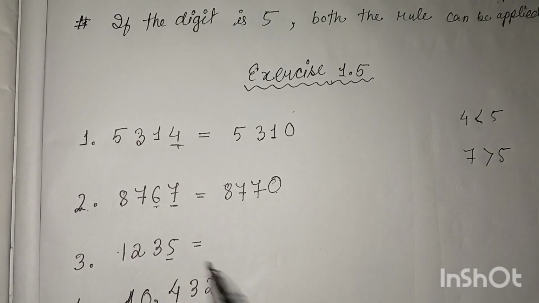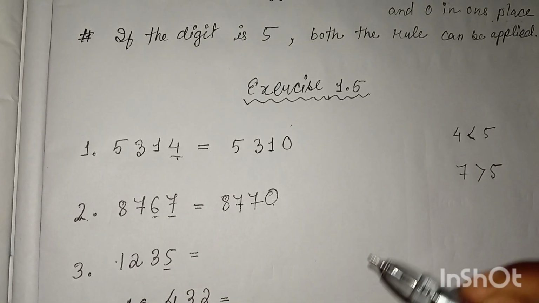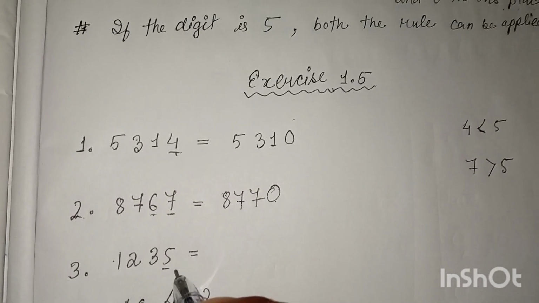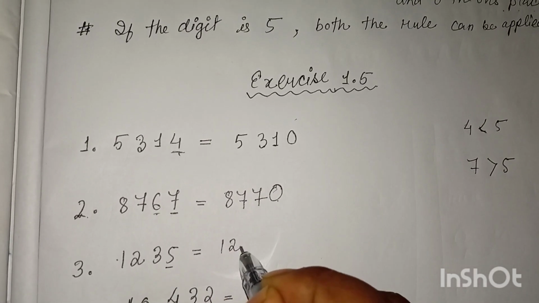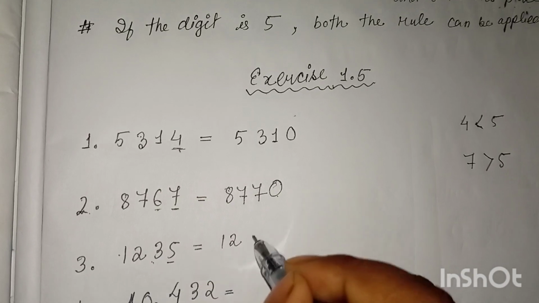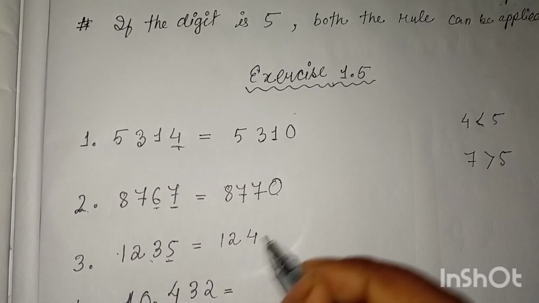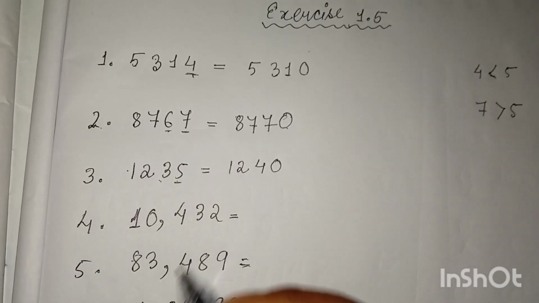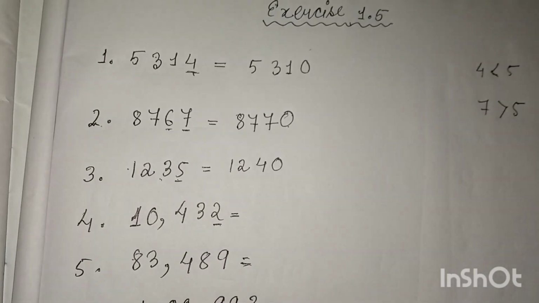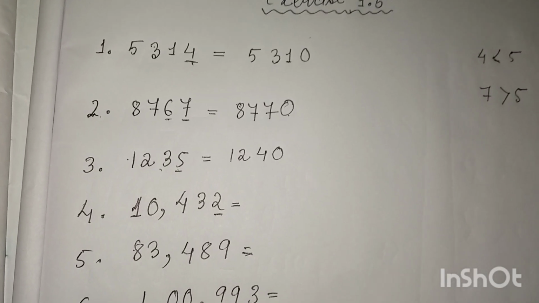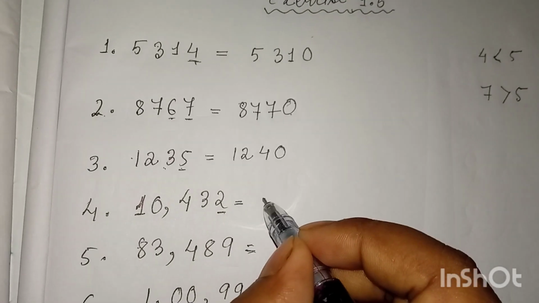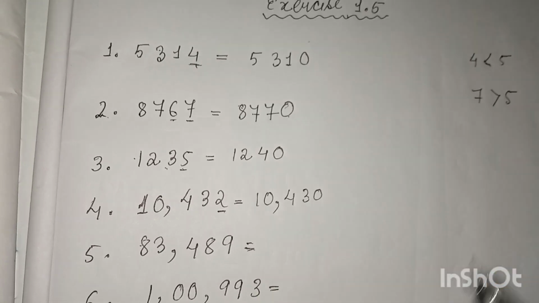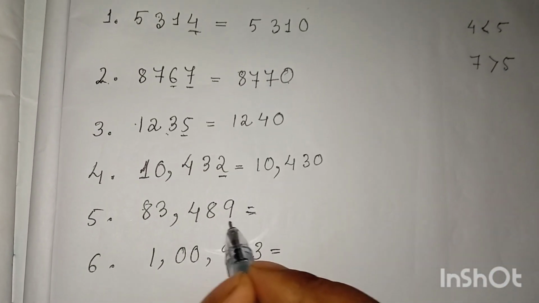Now we have 5. If 5, both rules can be applied. So what will we do? We will go to the second rule. So 1 will be added to the tens place, that will become 4 and 5 will become 0. Again we have 2. 2 is smaller than 5, so it will turn to 0. 10,430.